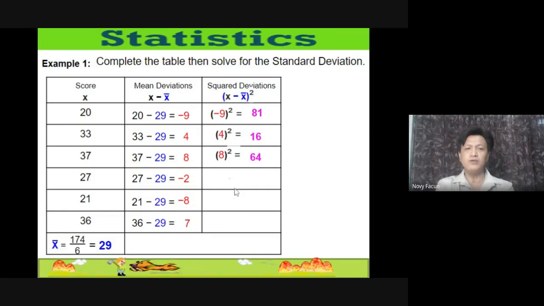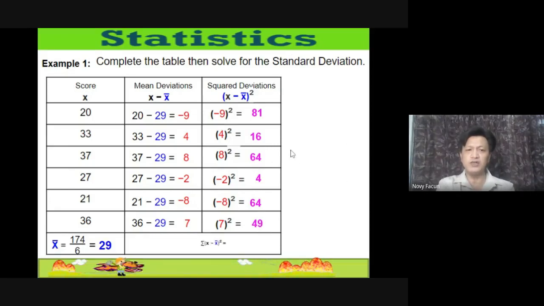That is negative 2 squared, meaning to say negative 2 times negative 2, kaya positive 4 yan. Then negative 8 squared, meaning to say 8 times 8 yan, no? Always positive. Then 7 squared, that is 7 times 7, that is 49. And then kapag nakuha na natin lahat ng square deviation, we can now get the summation of the square deviation. Okay, ibig sabihin, i-add lang natin. 81 plus 16 plus 64 plus 4 plus 64 plus 49. The summation is 278. Kung mapapansin nyo, same lang yung sagot natin kanina sa square sa ating variance. Okay, so with that, apply natin yung formula for the standard deviation.